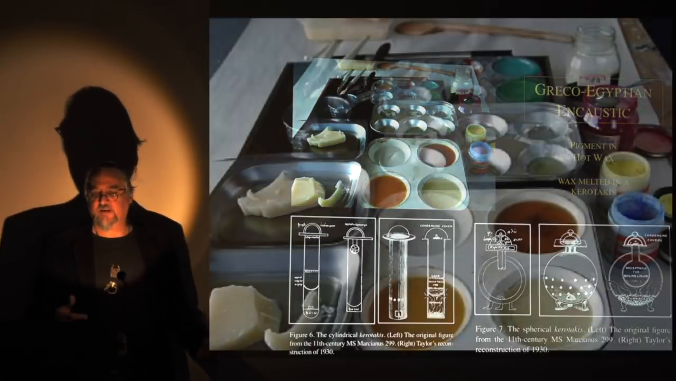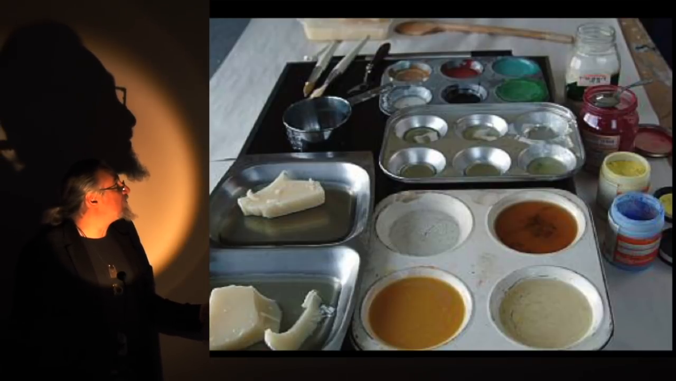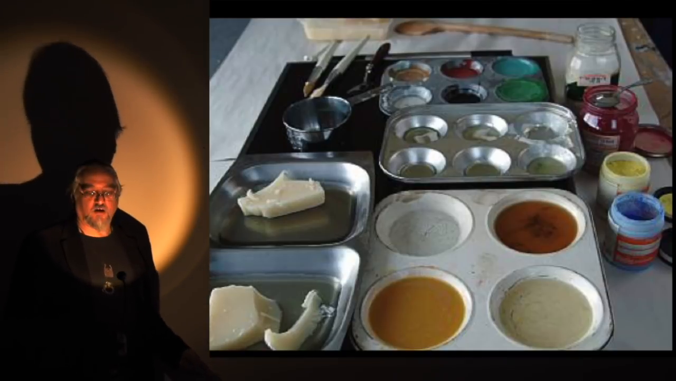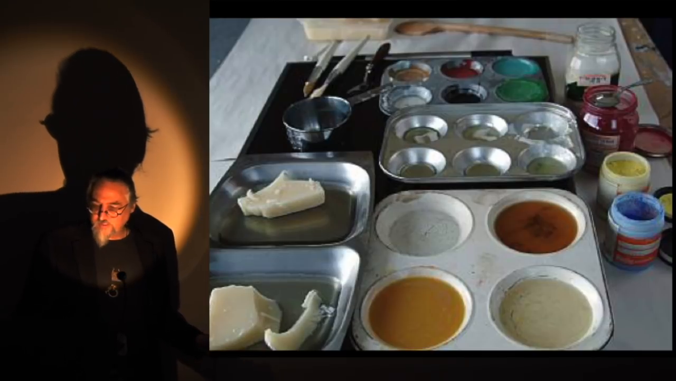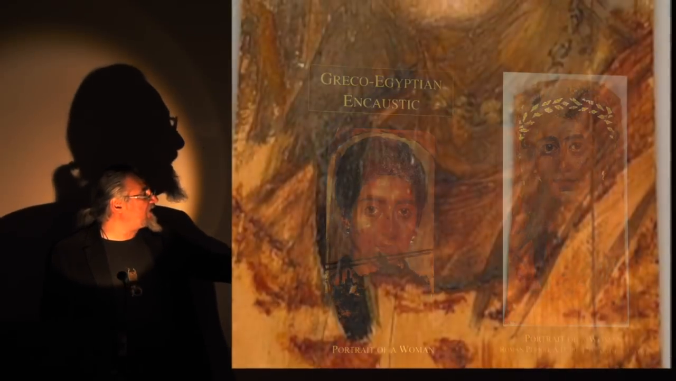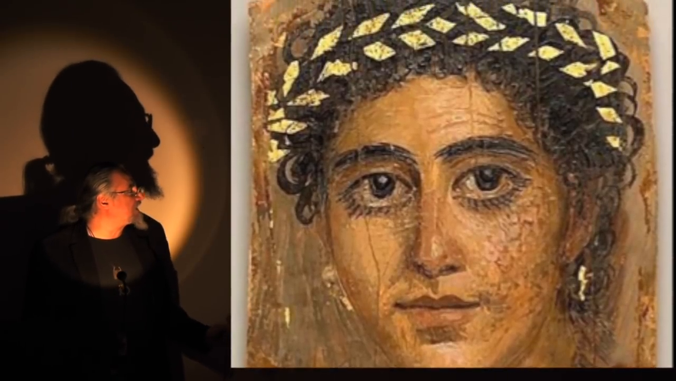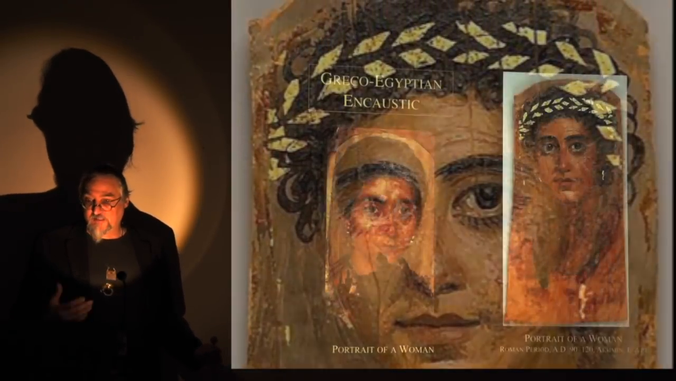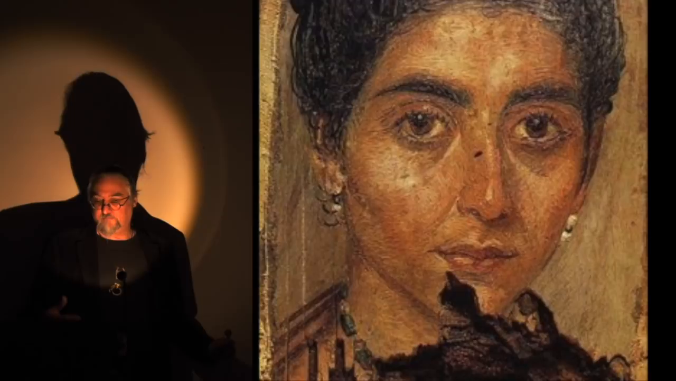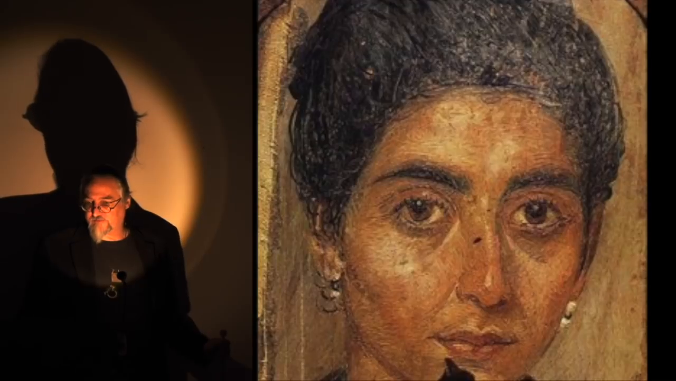For encaustic then, the kerotakis was used to melt the wax. You see the wax here on the left. And then in the melted wax, you could grind and mix in the pigments. And while the wax was still hot and in liquid form, it would be applied to the painting and you would paint. And it was quite a heavy, thick substance, but they were able, nevertheless, to combine colors and blend them and create these amazing portraits that show the faces of those who have passed before us. These are actually from the burial portraits to remind us of who was buried in this coffin.